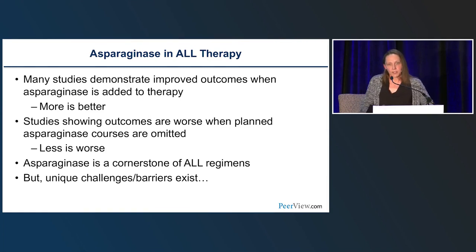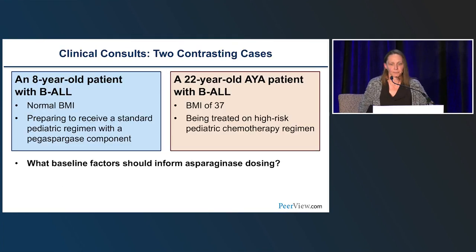Okay, so just to summarize this part, we know that asparaginase is really a key component. And we know that because we've found studies that show more is better. We have studies that show less is worse. So it's a real cornerstone of ALL therapy. But I think as pediatric oncologists, if we had to describe our relationship with asparaginase, we would say it's complicated, because we love the efficacy, but the toxicities are really unique and challenging. So we'll talk about a lot of those as we move through the slides today.